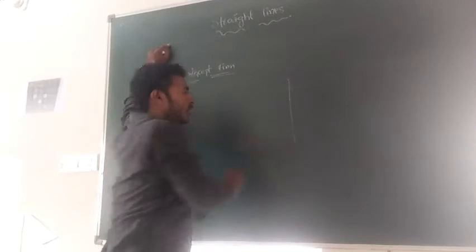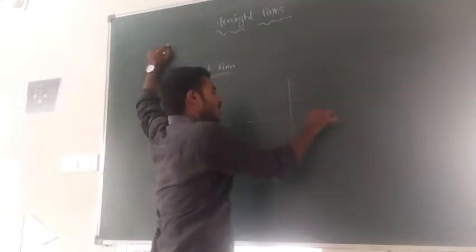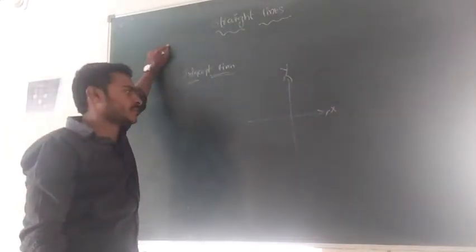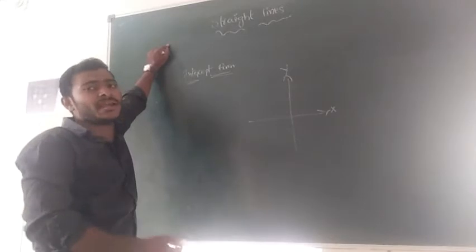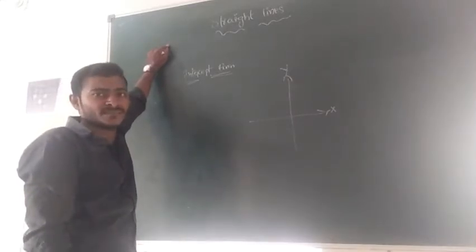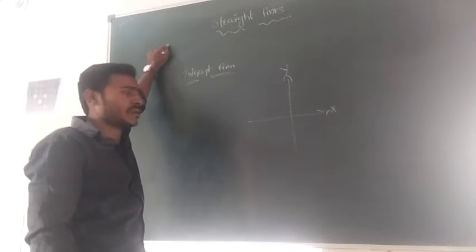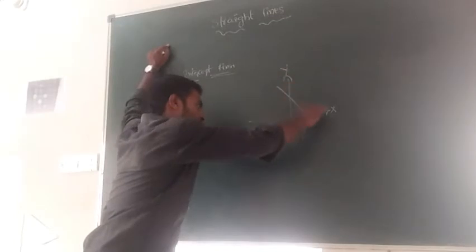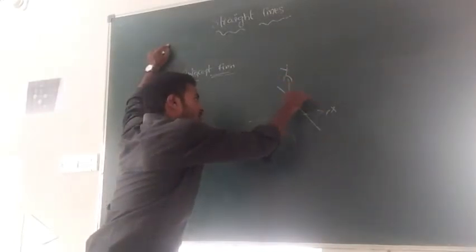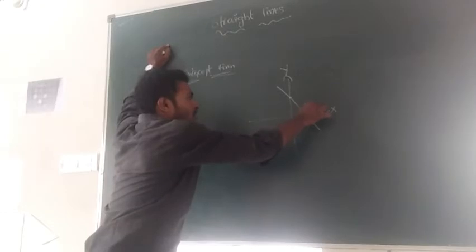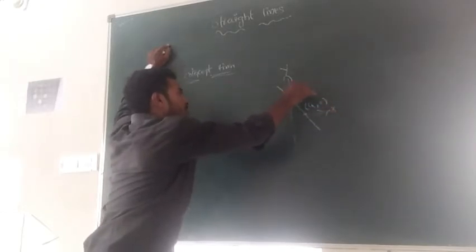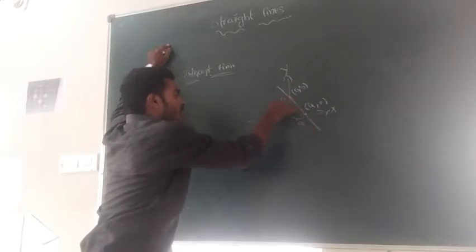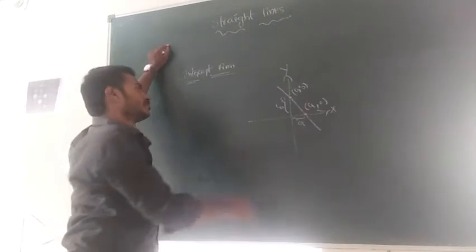Suppose this is a vertical line and this is a horizontal line. This is called the y-axis and this is called the x-axis. Now I am taking one non-vertical line. It passes through the x-axis and y-axis. I mean it intercepts the x-axis and also the y-axis. So that is here: a comma 0 and this is 0 comma b. This is a units and this is b units.